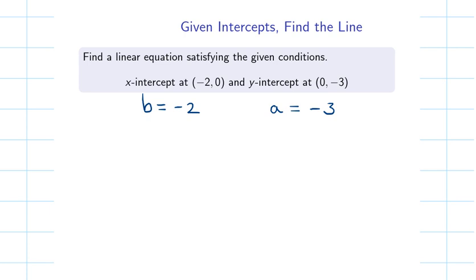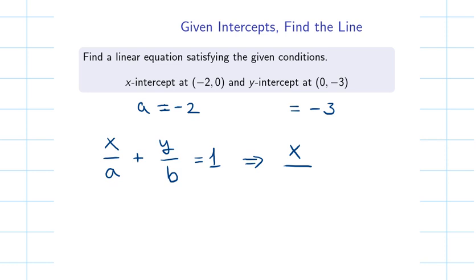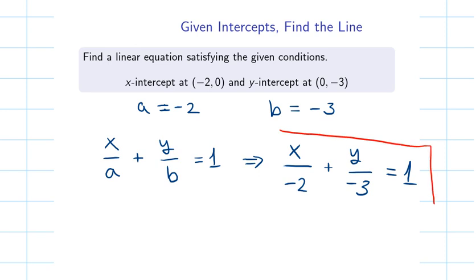So we can use this variant of the standard form to find an equation directly, and this becomes x over, oops, I have those switched. The x-intercept is a, the y-intercept is b, so a is negative 2 and b is negative 3. So x over negative 2 plus y over negative 3 equals 1. That is a linear equation that satisfies both those conditions. And if you want, you could simplify this. You could put it into any other form of a line, or you could leave it like this.